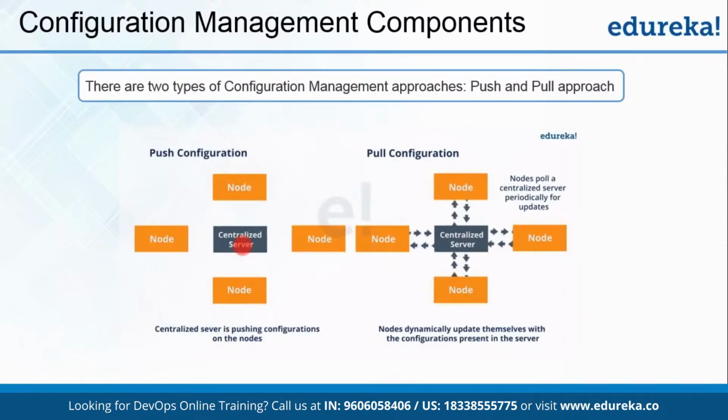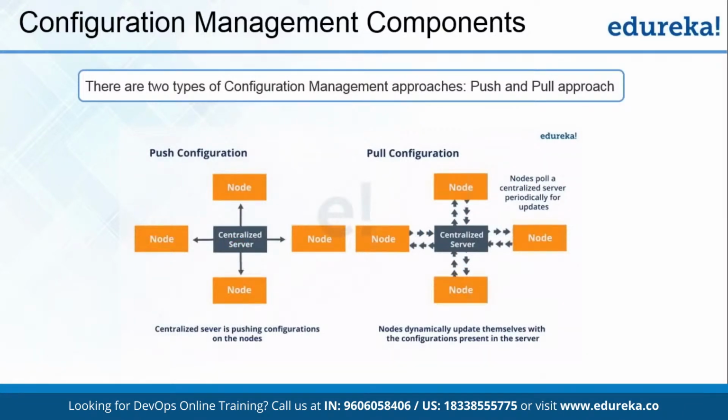Now let us see what happens in pull configuration. There is one centralized server, but it won't push all the configurations onto the nodes. Nodes actually poll the central server at say 5 minutes or 10 minutes, basically at periodic intervals, and then pull the configurations that are there in the central server. Over here you don't need to execute any command. Nodes will automatically pull all the configurations that are there in the centralized server. Puppet and Chef both use pull configuration, but Ansible and SaltStack use push configuration.